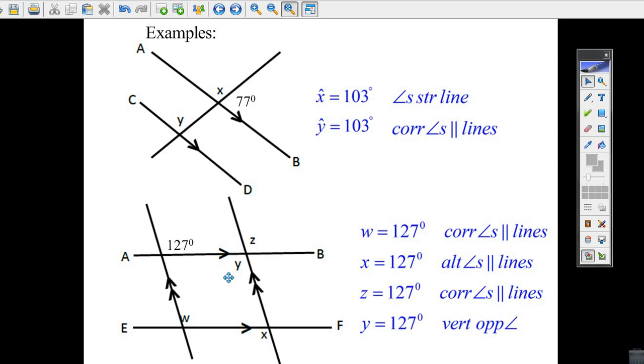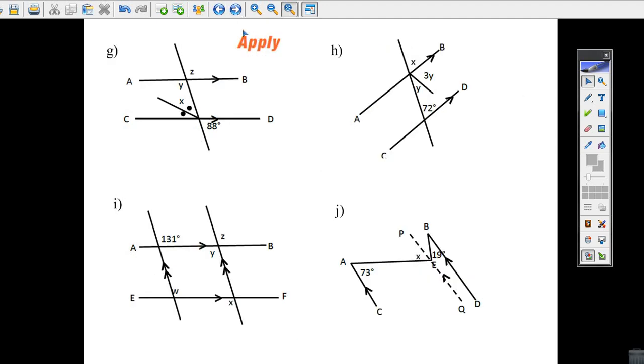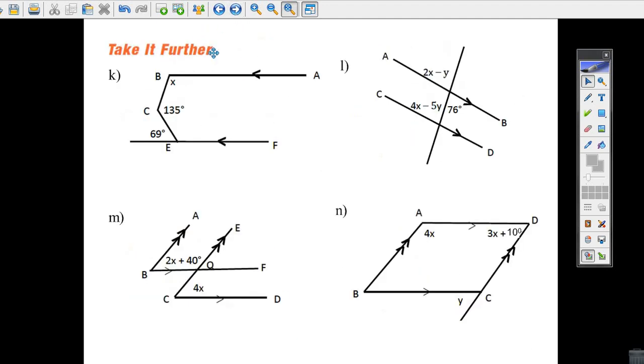But there you go. We've got a whole lot of questions to do. Check means they're a little bit easier, and the ones that have apply mean they're getting harder. And if it says take it further, then you're doing algebra and other things, and it's more challenging. Okay, well, good luck with all that.